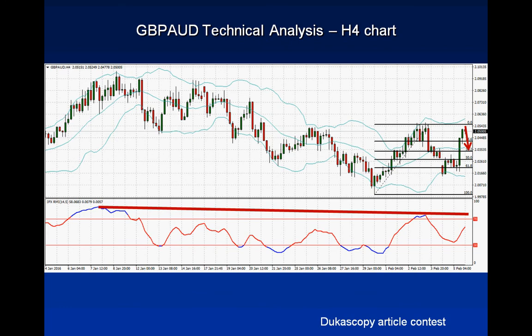This level around 2.05 is excellent for selling, but we need to be cautious because if we see some daily close above 2.06, it's not a good sign for bearish trading, and immediately I will be flat and wait for another good opportunity for selling or maybe buying. We will see.